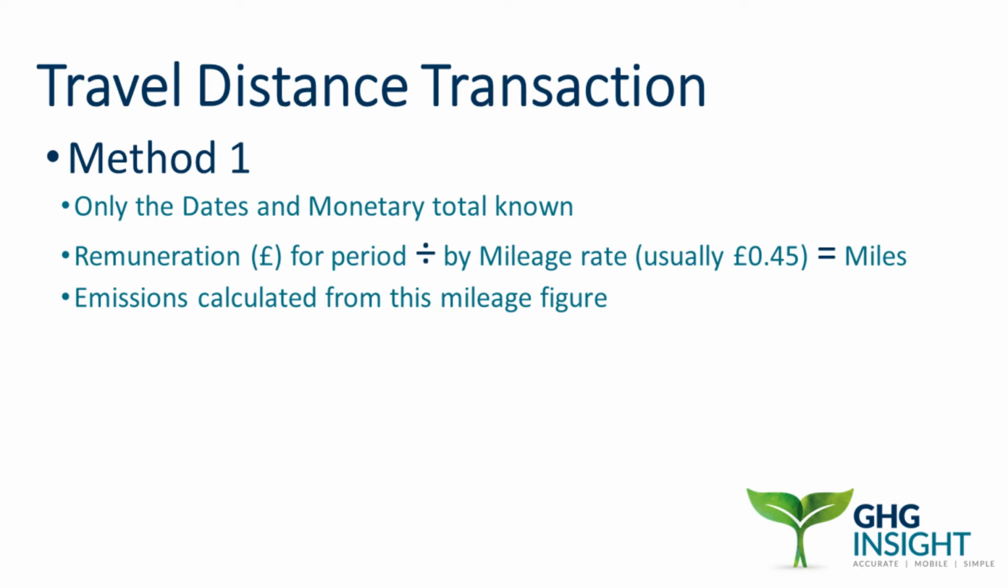You enter the amount paid in mileage expenses to your employees in a given period. The system holds the company mileage rate, usually 45 pence a mile. This allows the system to calculate the number of miles paid for. As we do not know the size of car or even the fuel type, the system uses the government factors for average car and unknown fuel type to calculate emissions.